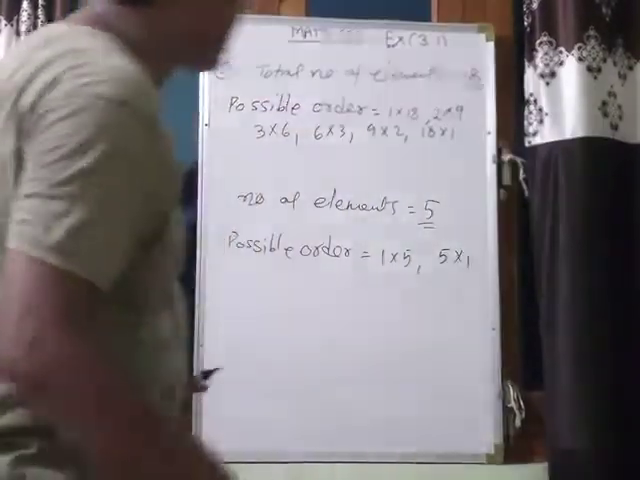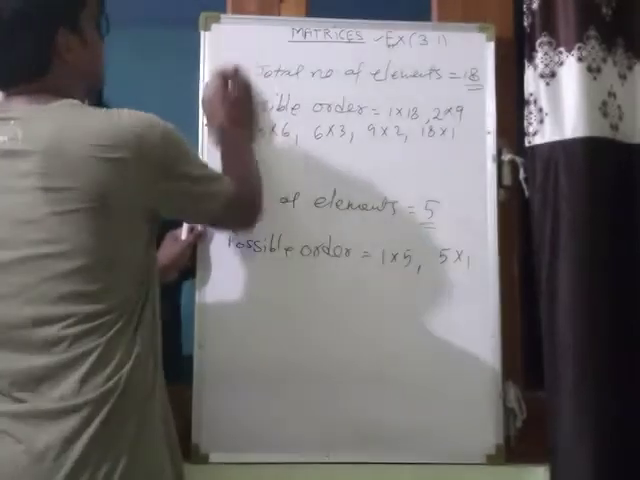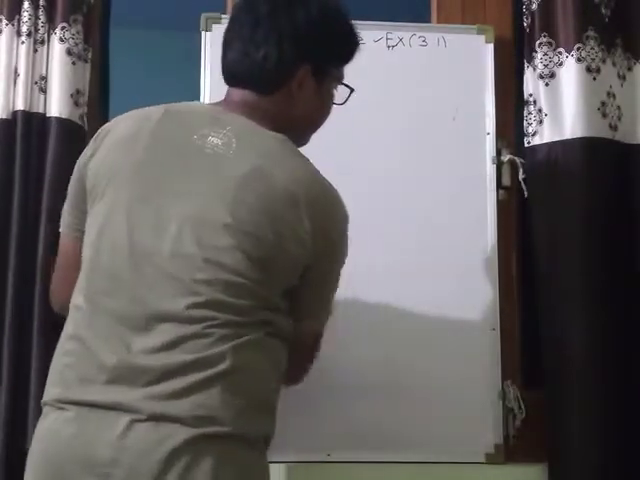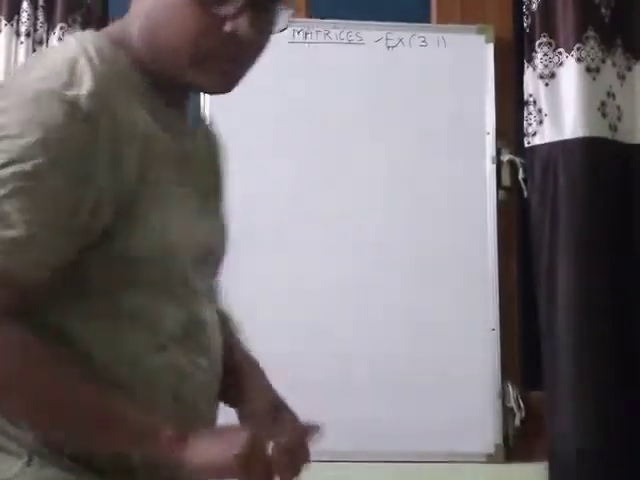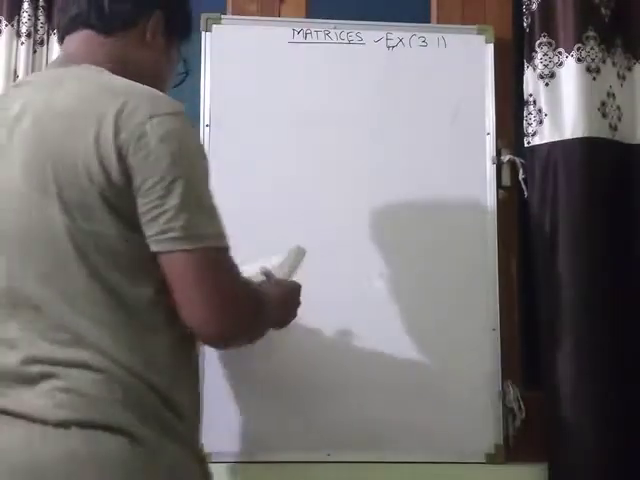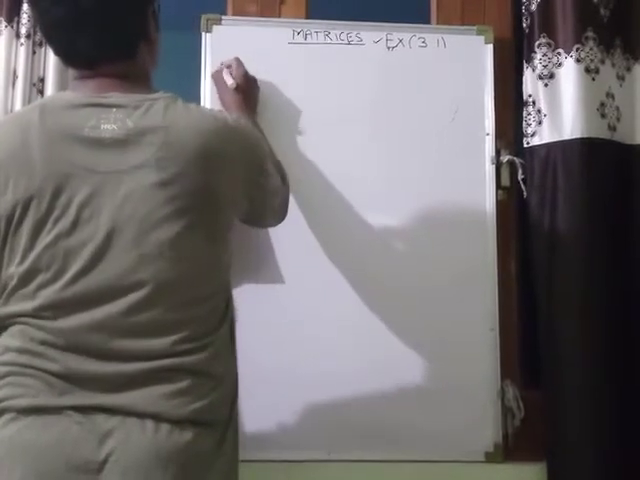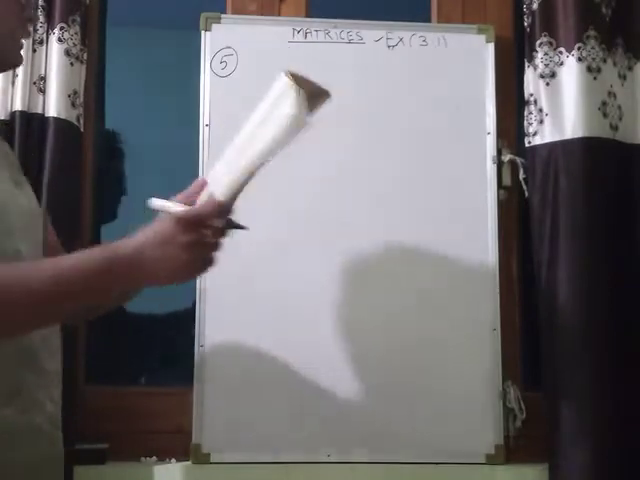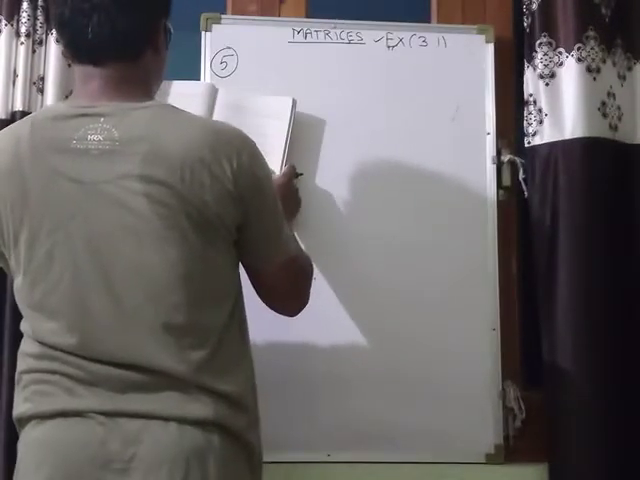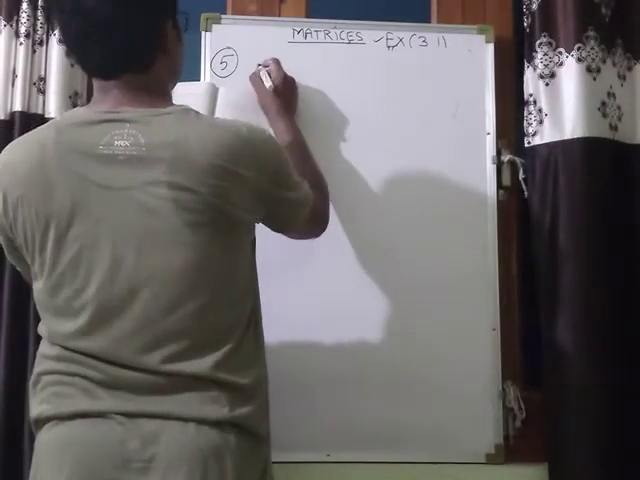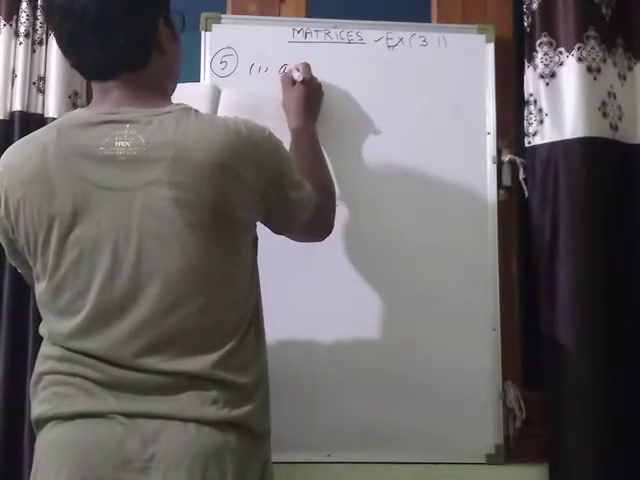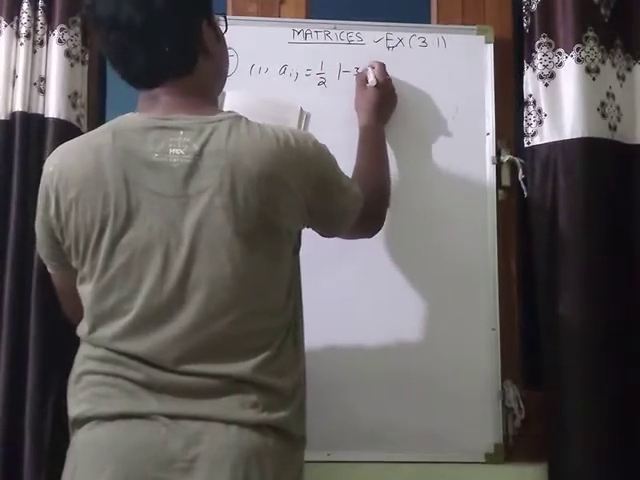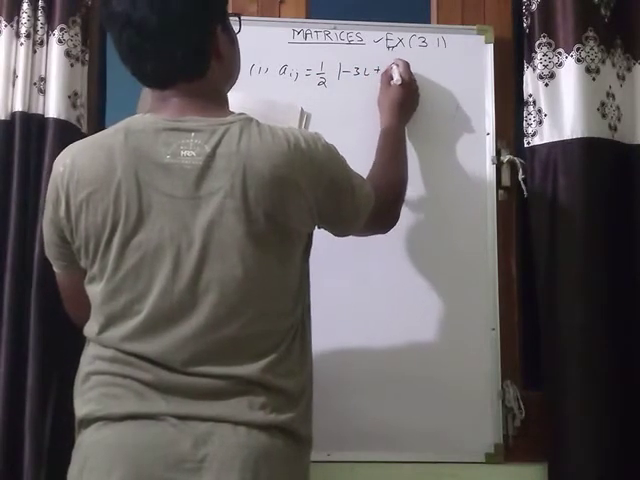Now the next question, question number 5. Read it, everyone. What is question number 5? Construct a 3 by 4 matrix whose elements are given by A_ij equals half mod of minus 3i plus j.